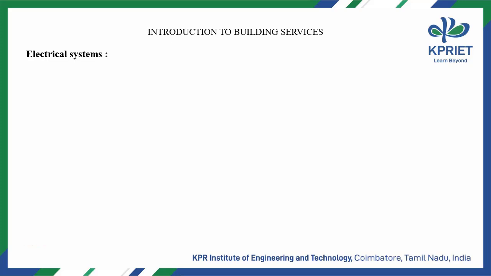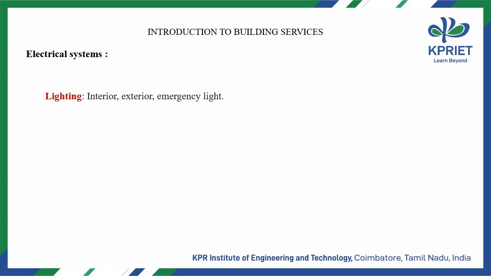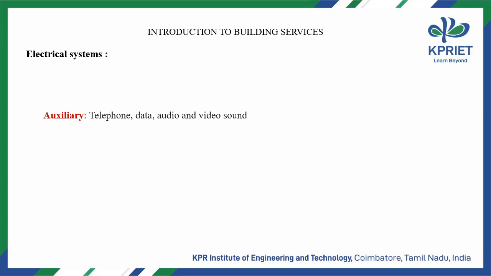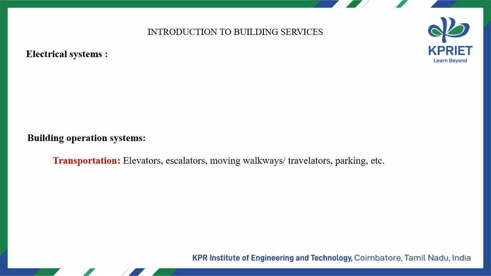Electrical systems. Electrical power: normal, standby, emergency power supply and distribution. Lighting: interior, exterior, emergency light. Auxiliary: telephone, data, audio and video sound. Building operation systems. Transportation: elevators, escalators, moving walkways/travelators, parking, etc.